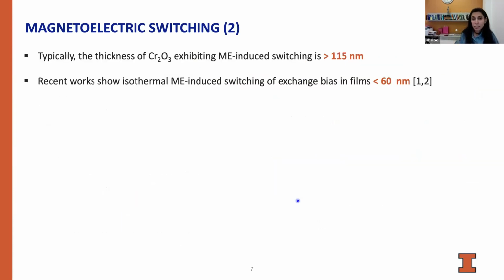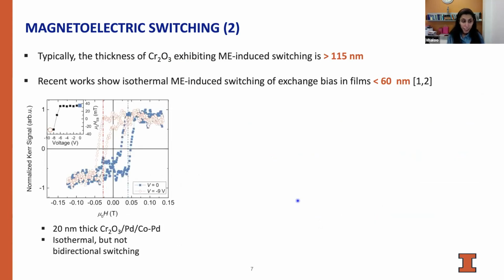And in that regard, a number of interesting results have been demonstrated very recently. So first, magnetoelectric induced switching of exchange bias has actually been demonstrated in films under 60 nanometers. On the left side is a paper that was written by Professor Christian Binek and his group, where they demonstrated isothermal switching in 20 nanometer thick chromium oxide, palladium, cobalt, palladium samples. But unfortunately, the switching was not bidirectional. They did have bidirectional switching in thicker samples.